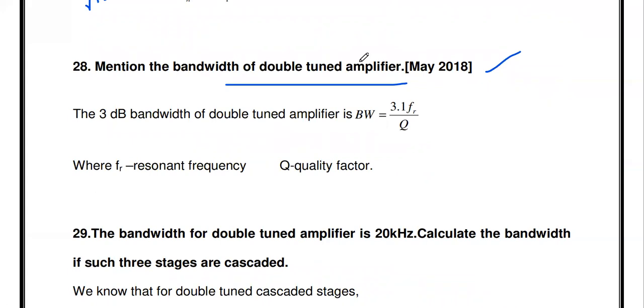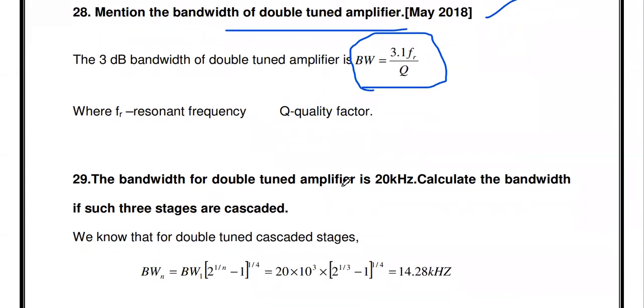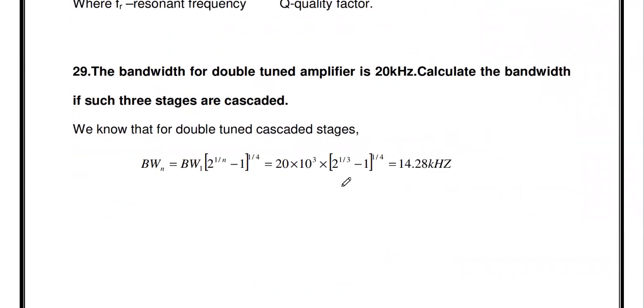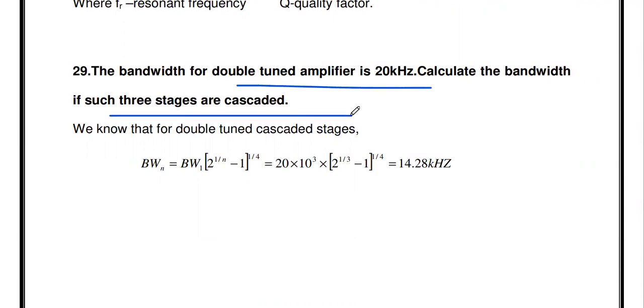What is the bandwidth formula for double tuned amplifier? The bandwidth of double tuned amplifier is 3.1 fr divided by Q. Here fr is the resonant frequency and Q is the quality factor. This is the formula for the bandwidth of double tuned amplifier. Then the next one: the bandwidth for a double tuned amplifier is 20 kilohertz. Calculate the bandwidth if 3 such stages are cascaded.